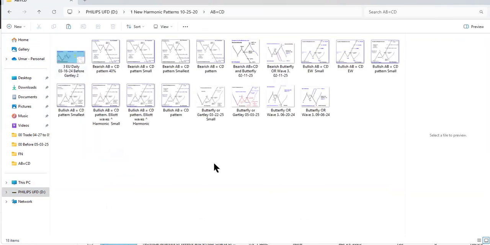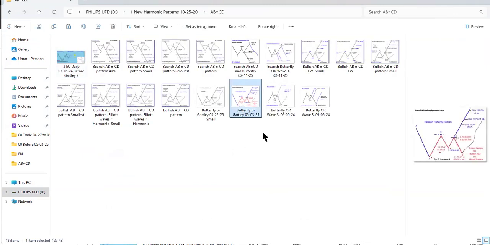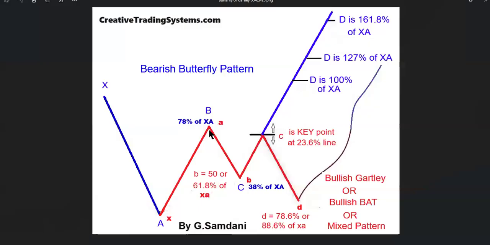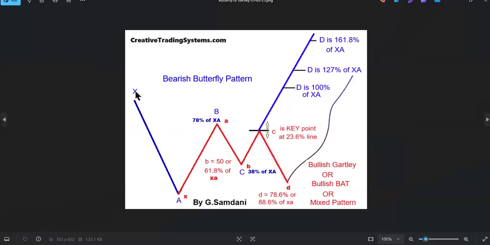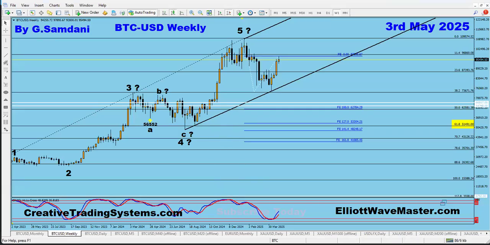Okay, now the thing that I want to show you is this. Let's see the price from XA, right? What we have right now is this red count, XA. Then we came back for B, 61%. And then we went up to the 23% line, right? Let's go take a look at that. I'm going to show you a daily chart now.